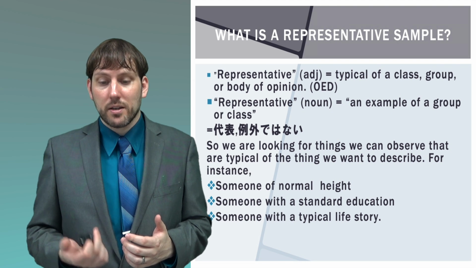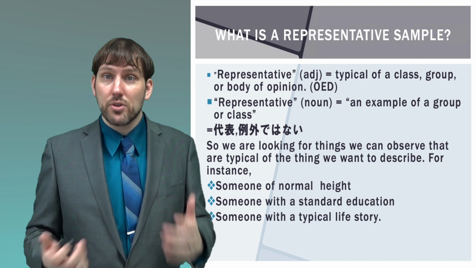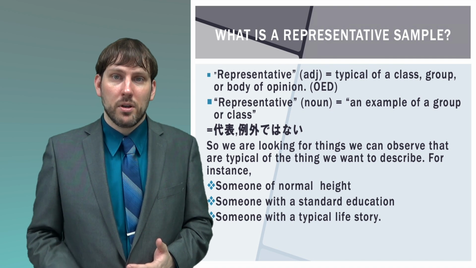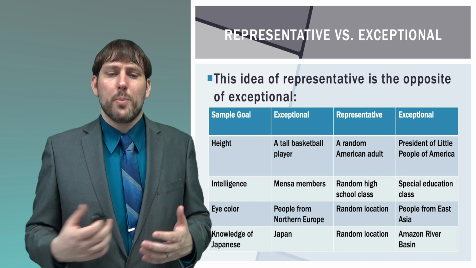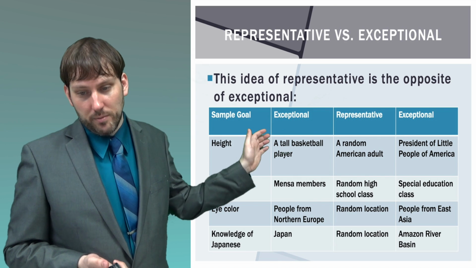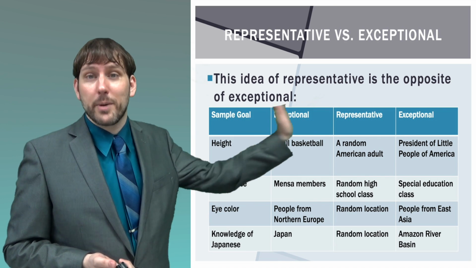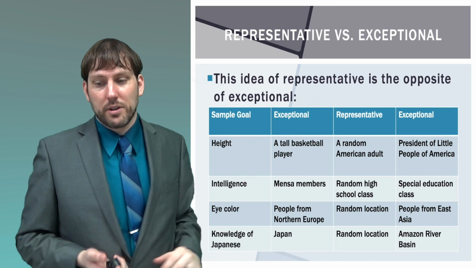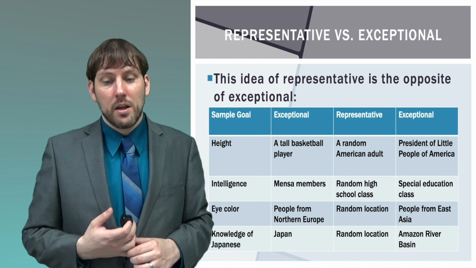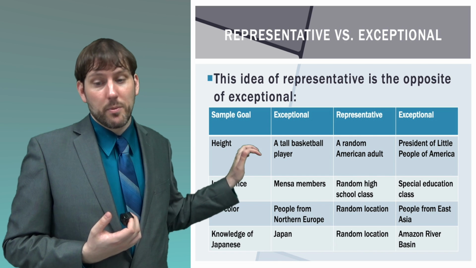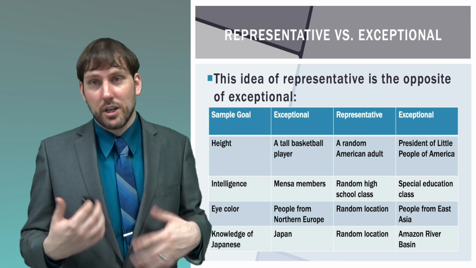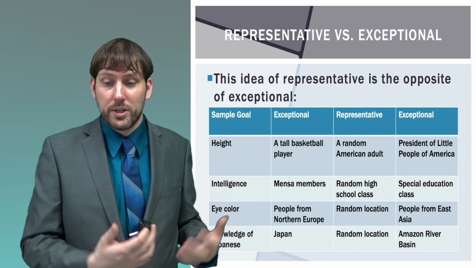So someone of normal height, if we want to talk about height, someone with a standard education for many types of questions, someone with a typical life story, if we want to generalize about people. So let's just look at the opposite, and maybe this will help us. So if our sample goal is height, someone who's exceptional that we don't want to look at is a tall basketball player. Representative maybe for us, a random American adult. Exceptional in the other direction, the president of the Little People of America. So this is a group for people who are on the smaller side. Intelligence. So if we look at Mensa members, this is probably a bad group to be looking at to decide who is intelligent in the normal sense, or evaluating people who are normal in intelligence.